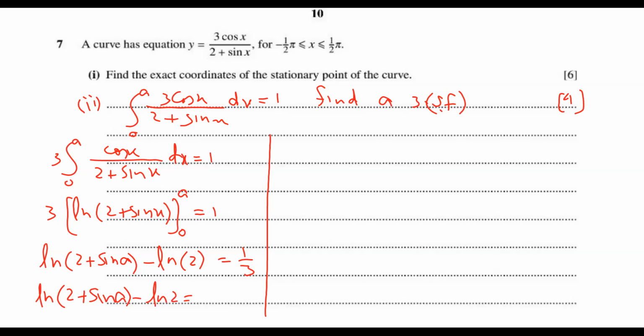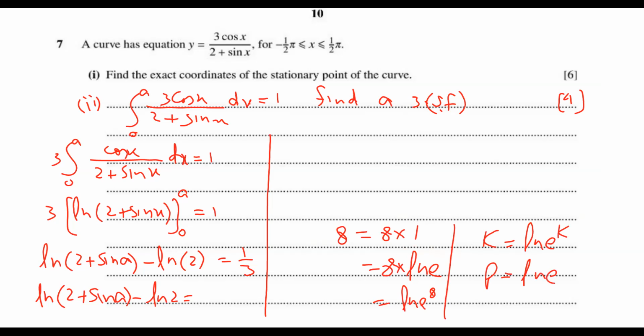Here we can say, for example, 8. We can write 8 times 1. This 1 we can replace by ln e, because ln e is 1, you know it. Then 8 can go in the power, so ln e to power 8. Same with any number, for example k, I can write ln e to power k. So I can replace this also, same story, ln e to power 1 over 3.